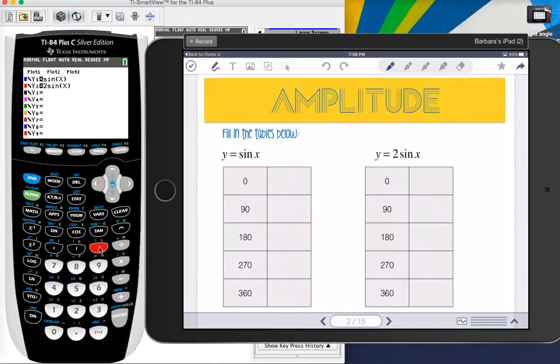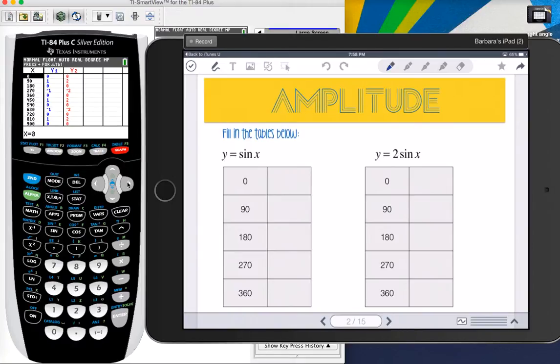Now, for my table set, there's something I'm going to do a little differently. I'm going to hit second table set. We're starting at 0, but notice that we're going up by 90s in this case. Delta table means the change in the table, so we're going to go up by 90 each time. And I'm going to go second table. This gives me my values, so now I'm able to just fill them in.